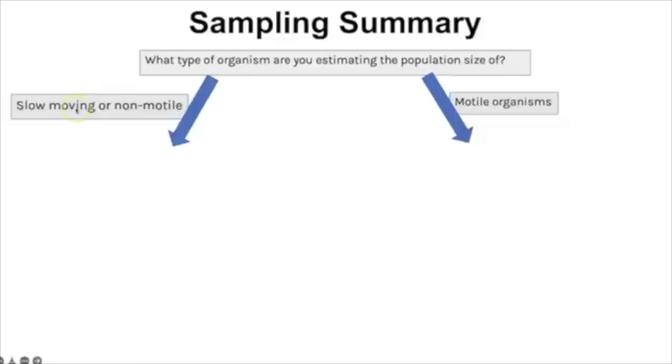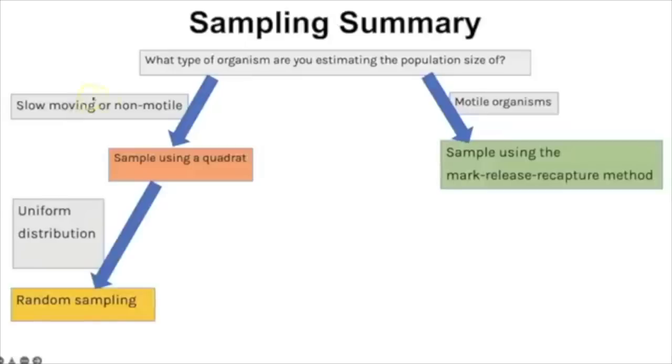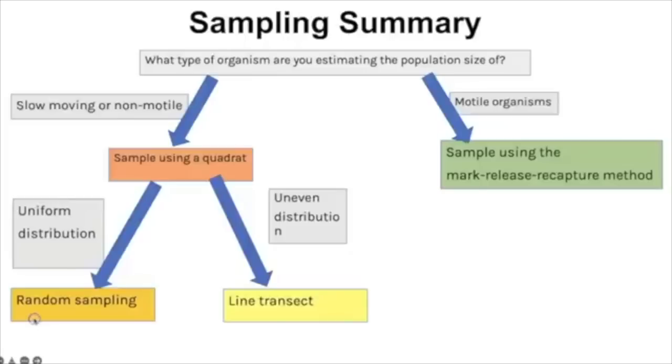So if you have a slow moving or non-motile organism like plants, you would sample using a quadrat. If it was uniform distribution, you would do random sampling. If it wasn't evenly distributed, so for example a river in the middle of your field, then you would do a line transect. If you have a motile organism, meaning they can move, then you would need to use mark-release-recapture. So let's have a look at these three types of sampling.